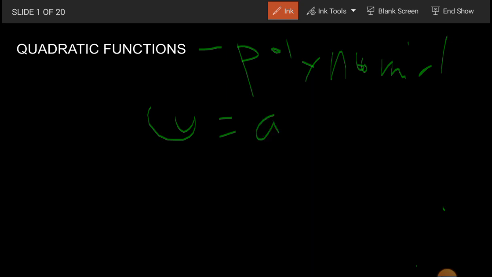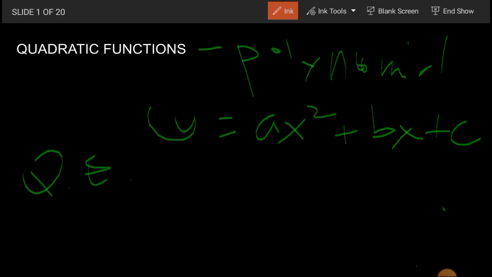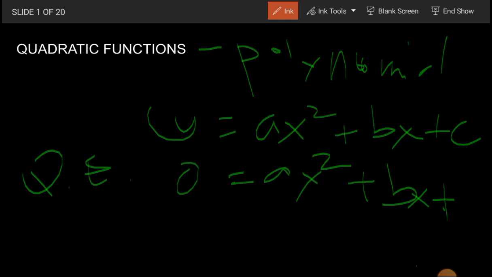In this video, we will discuss quadratic functions. So, quadratic functions are polynomial functions in the form y equals ax squared plus bx plus c. It is different from quadratic equations because quadratic equations are only equal to 0, that is, 0 equals the quadratic expression ax squared plus bx plus c.